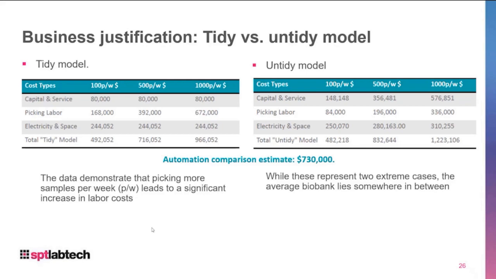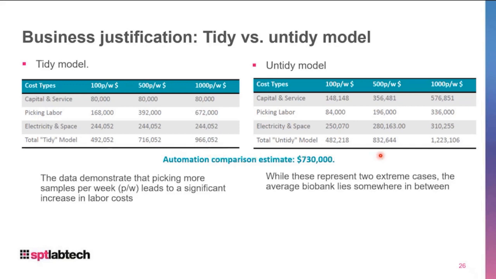So just as a quick pass through, the automation comparison we found for the similar model is around $730,000. So that's the number to compare against. And this is a 10-year study, so it's factoring in 10 years of service cost and the life of instruments over time. And so we see, for the tidy model, as picks per week increase, we're looking at the break-even point somewhere between 500 and 1,000 picks per week, with a couple hundred thousand delta at the high number of picks per week.